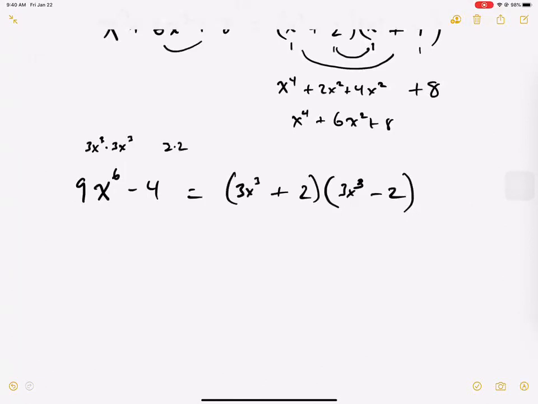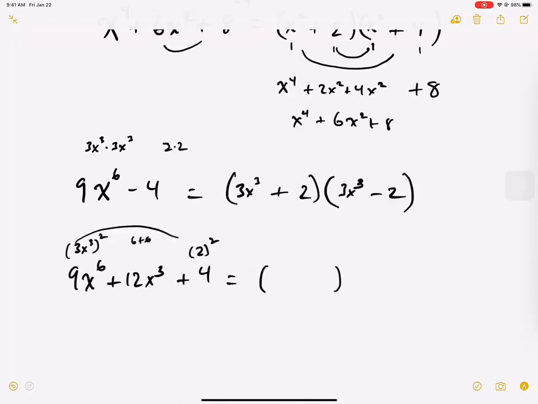What if I wrote, I'm going to use the 6's because those are a little harder. Let's use 9x to the 6 plus 4, and then plus 12x cubed. Does this work for our model? This is 3x cubed, right? This is 2 squared. 3 times 2 is 6. 6 plus 6 is 12. So our model is 3x cubed plus 2 squared.